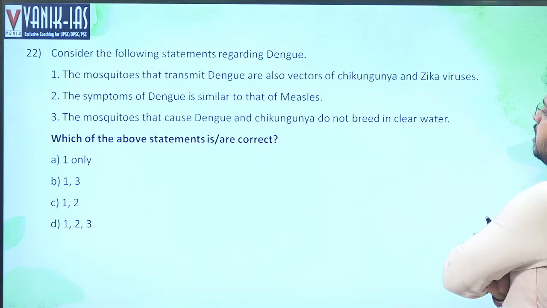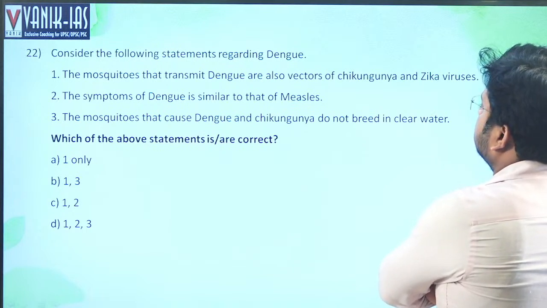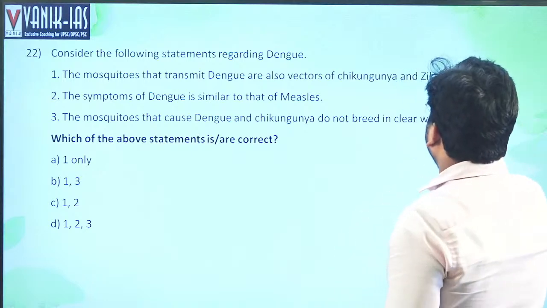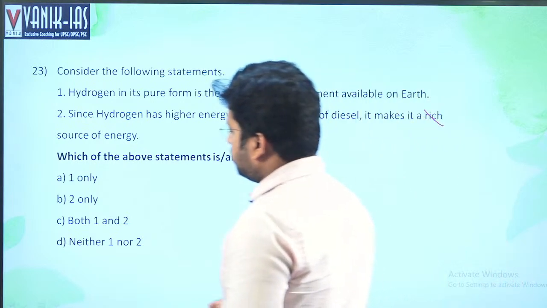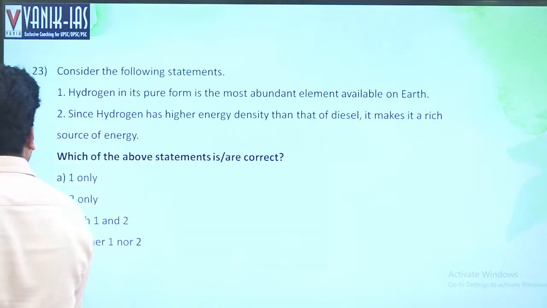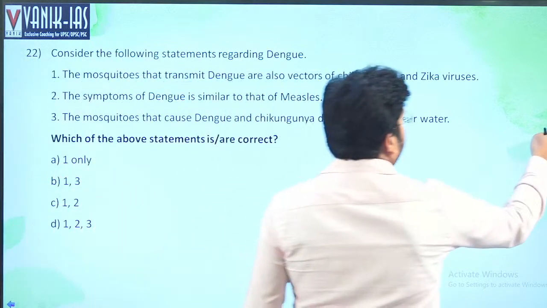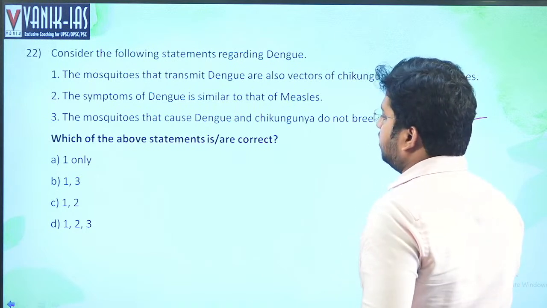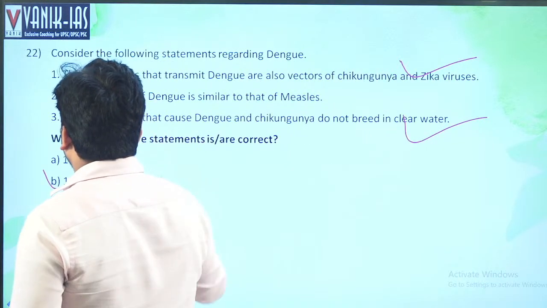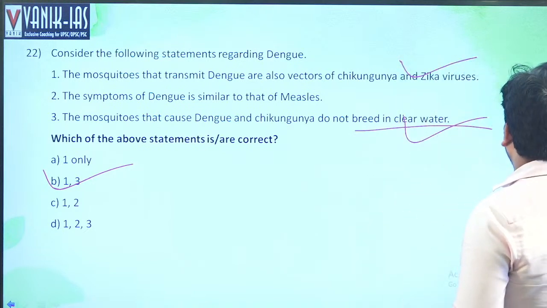Next, consider the following statements regarding dengue. Mosquitoes that transmit dengue are also vectors of chikungunya and Zika virus. Yes. The symptoms of dengue are similar to measles. The mosquitoes that cause dengue and chikungunya do not breed in clear water. This is wrong. They usually breed in clear water. And the mosquitoes are also vectors of chikungunya and Zika virus. So options 1 and 3 are right.